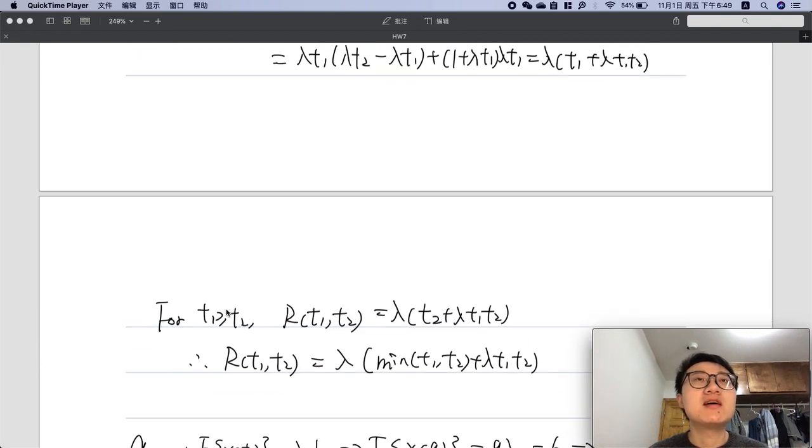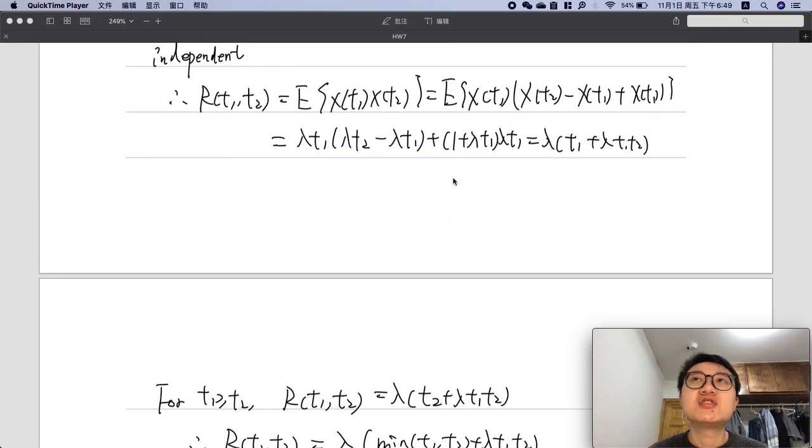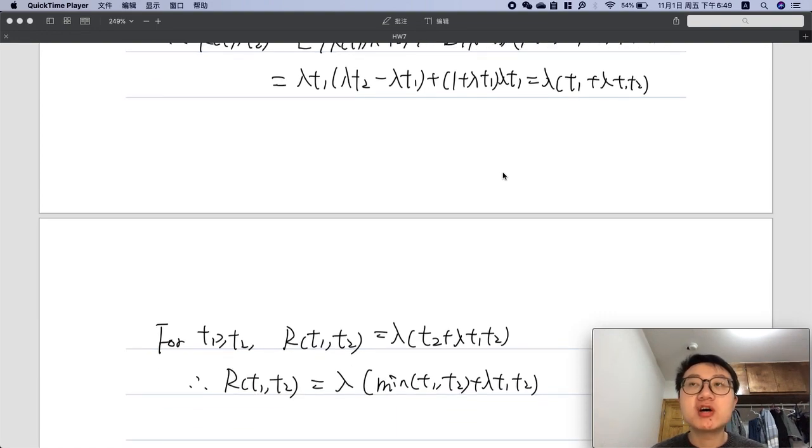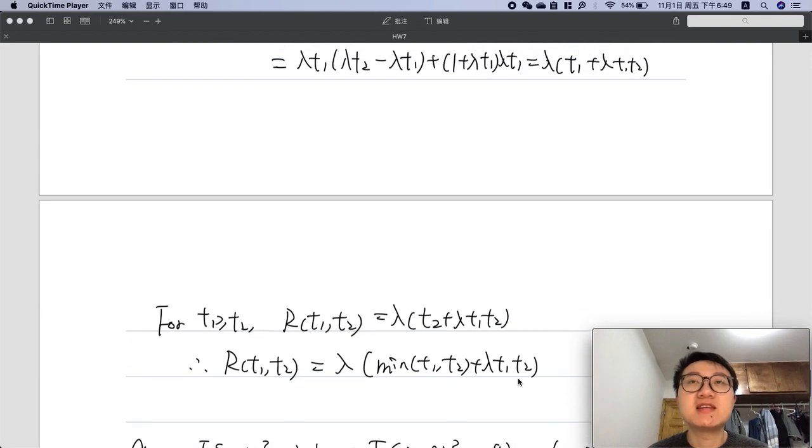And when t1 is larger than t2, the result follows the same way. After working through the formula, we get that the autocorrelation is equal to lambda times the minimum value of t1 and t2, plus lambda squared times t1 times t2. So that's basically everything in this question.